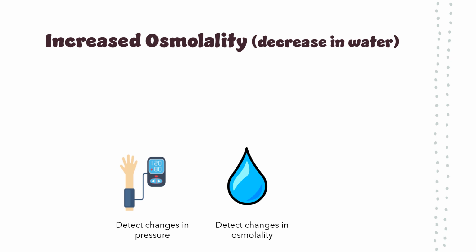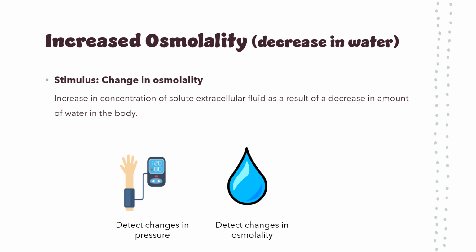So again, we're going to look at osmolality and this regulation of water balance using a stimulus response model. So let's look at increased osmolality. This means there is a decrease in water or an increase in solute. So the stimulus is the change in osmolality. We have an increase in concentration of solute in the extracellular fluid as a result of the decrease in the water of the body. So if we decrease the amount of water in the body, obviously that fluid is going to have a higher concentration because there's less water diluting it. So stimulus: increased osmolality, or decrease in water, you can say either.